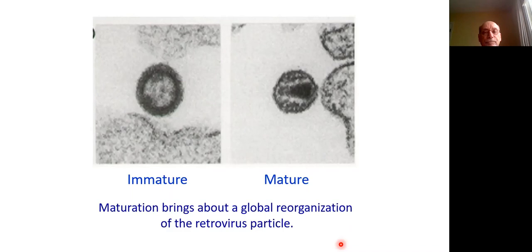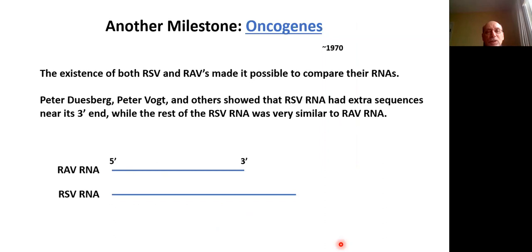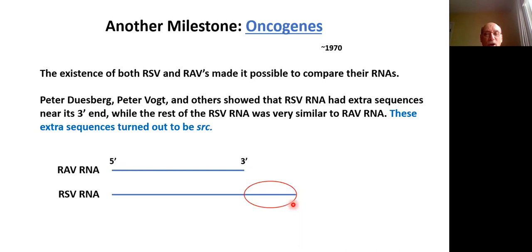Another milestone, of course, was the discovery of oncogenes in these viruses. Around 1970, Peter Duesberg and Peter Vogt and others used what for us today, 50 years later, would be very crude methods to map the genomic RNAs that were in those virus particles. And they found that RAV, again a virus that cannot transform cells, and RSV, had genomes that were quite similar, except that RSV had additional sequences at its 3' end. They suggested these additional sequences carried the transforming activity, the oncogenic activity of Rous sarcoma virus. And that was right. These extra sequences turned out to be the src gene in Rous sarcoma virus.